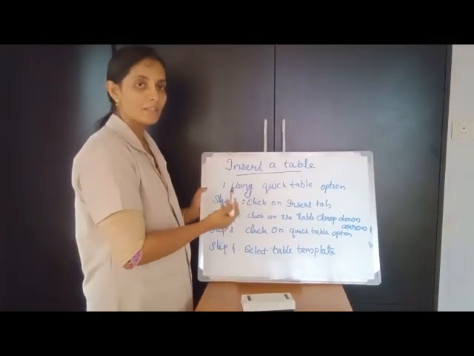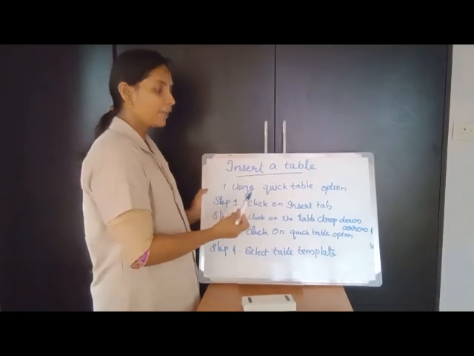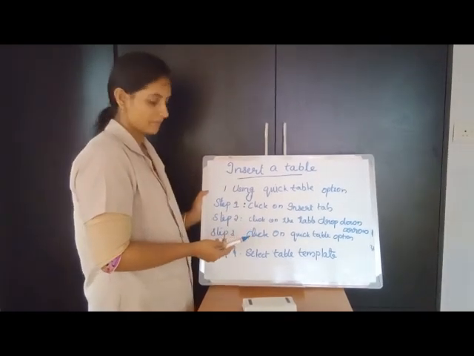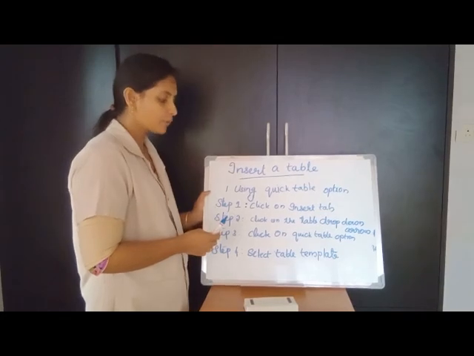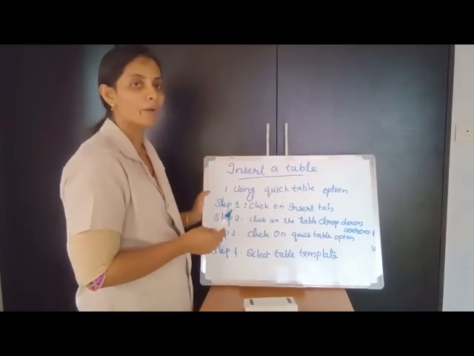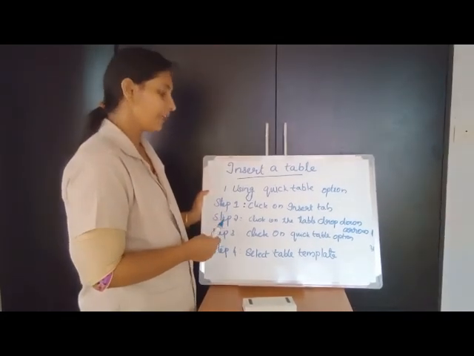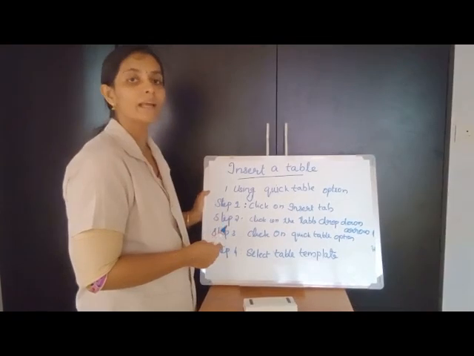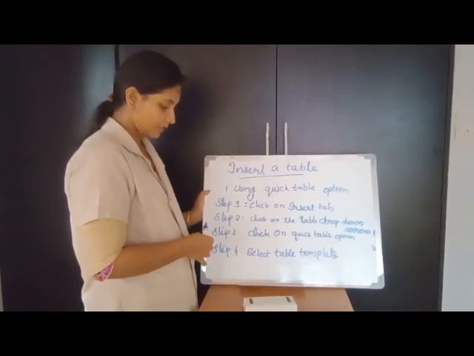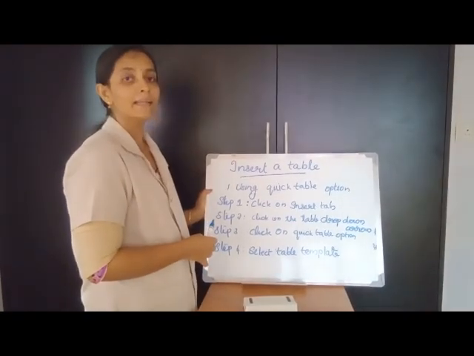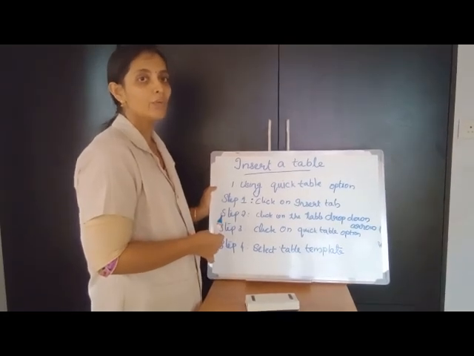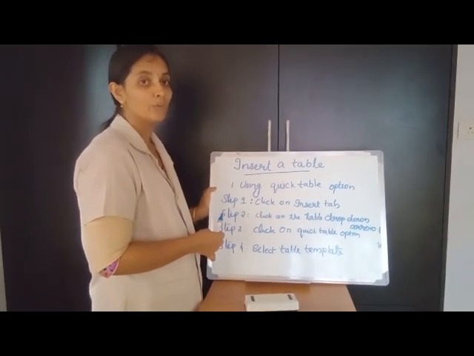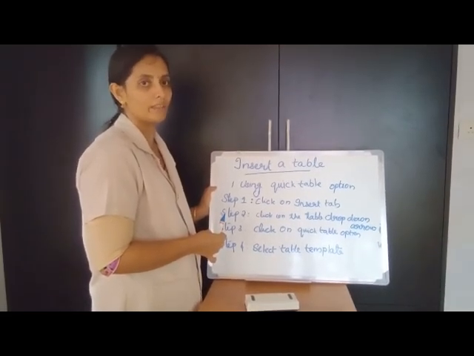The last method is using the Quick Table option. Step 1, click on the Insert tab. Step 2, click on the Table drop-down arrow. Step 3, click on the Quick Table option. Step 4, select the table template as you require. Then you will get a new table in the Word document.